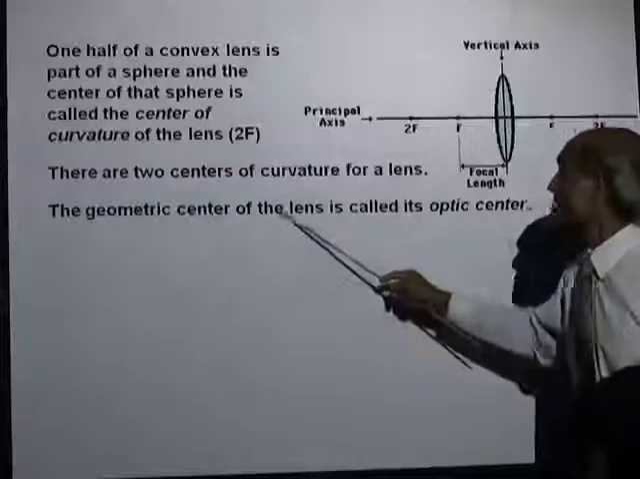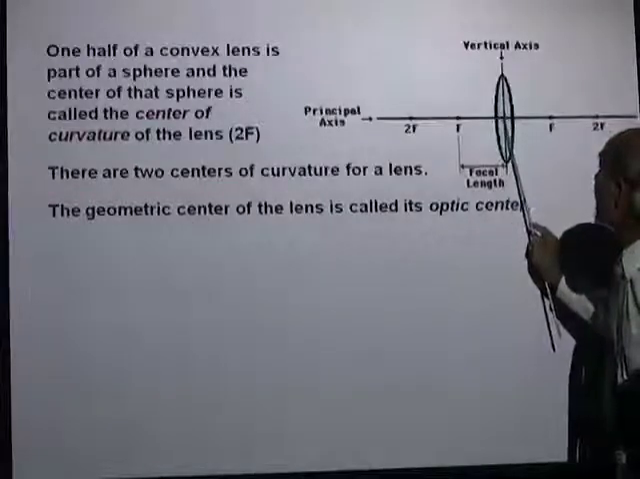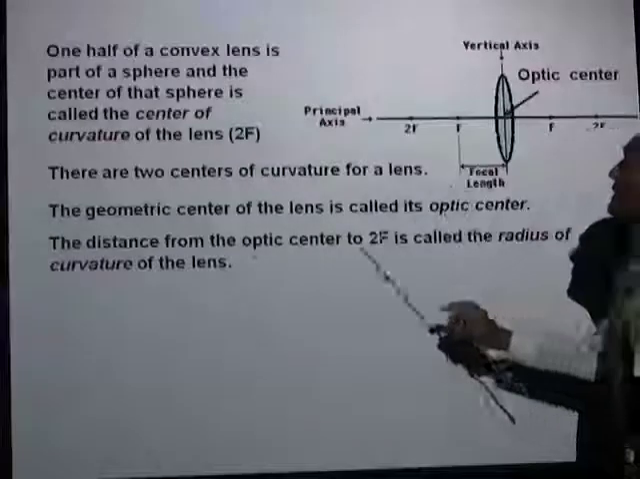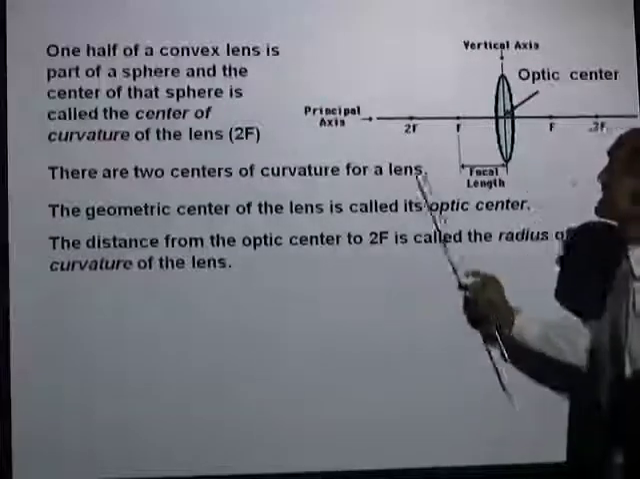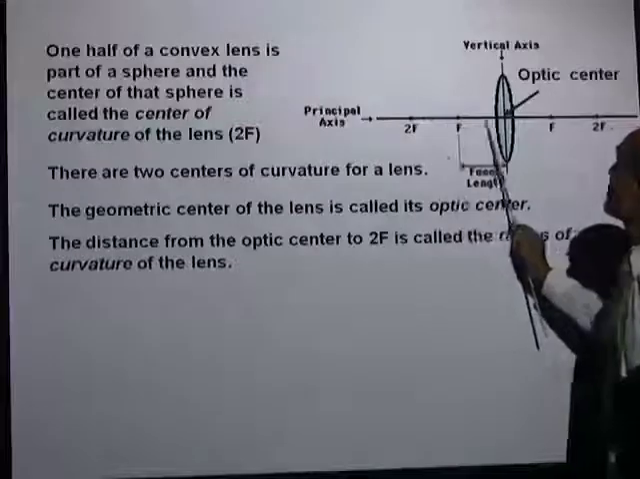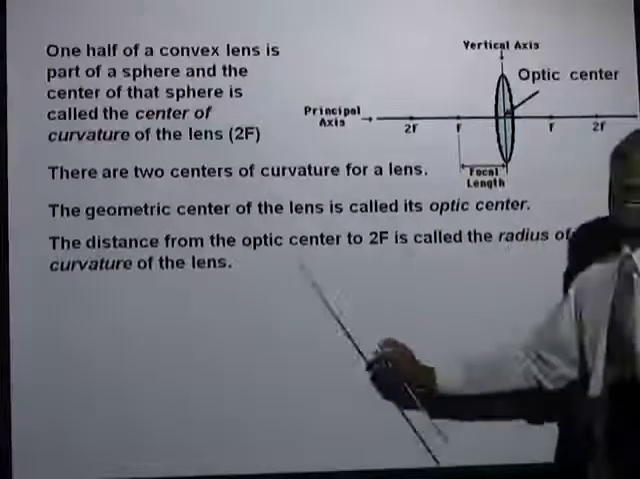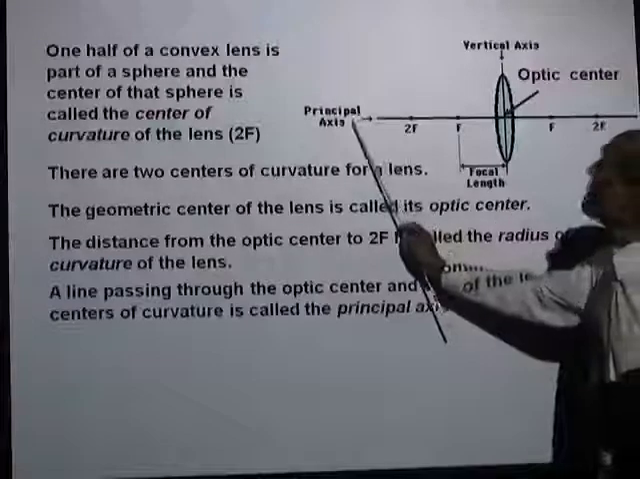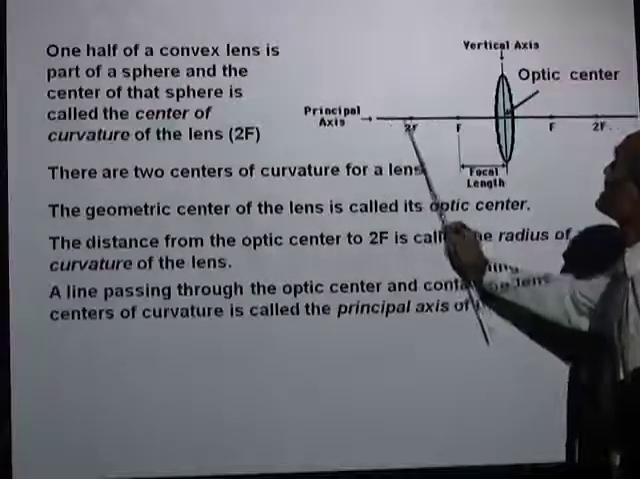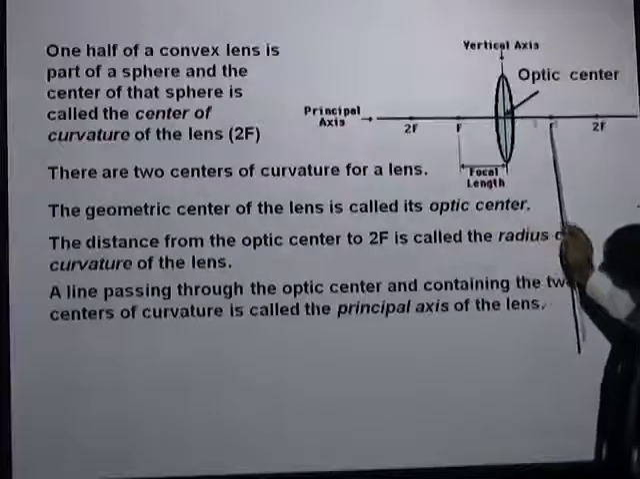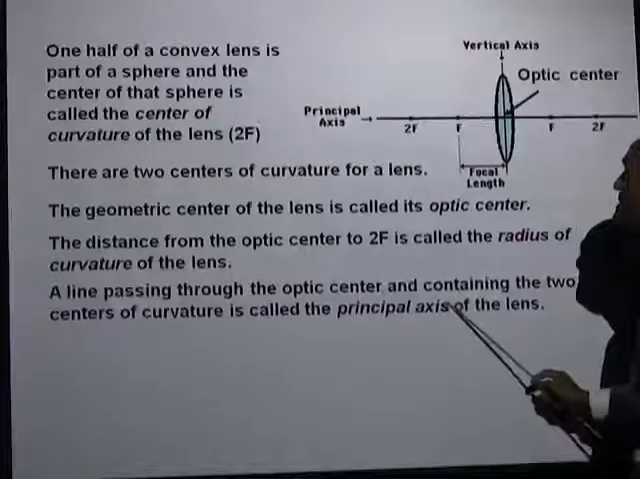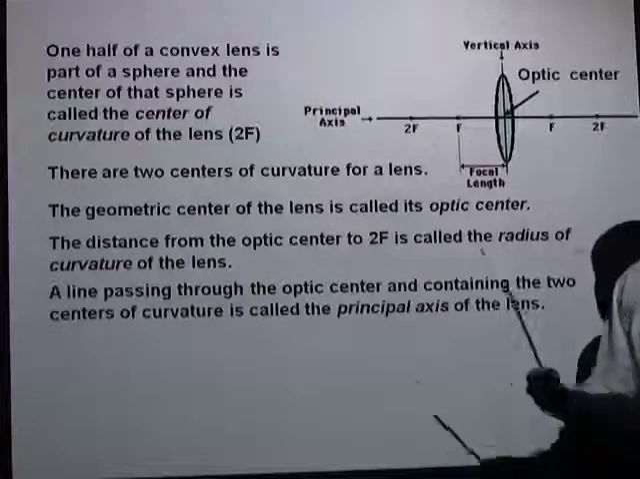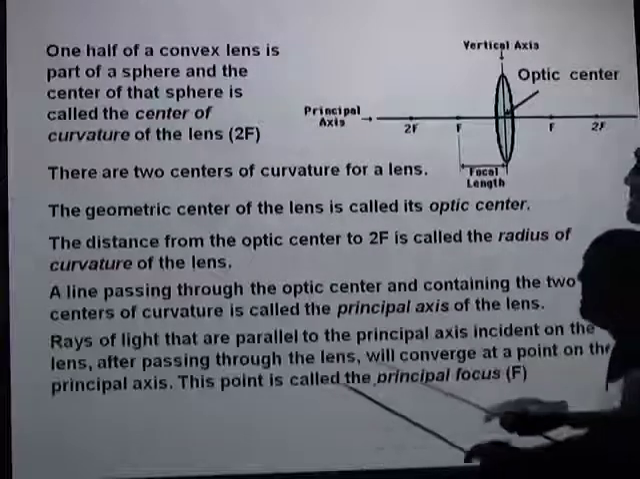The geometric center of the lens is called the optic center. That's the optic center of the lens. The distance from the optic center to the center of curvature is called the radius of curvature of the lens. A line passing through the center of curvature and the optic center is the principal axis of the lens. All these are similar to the terms we defined in the mirror.